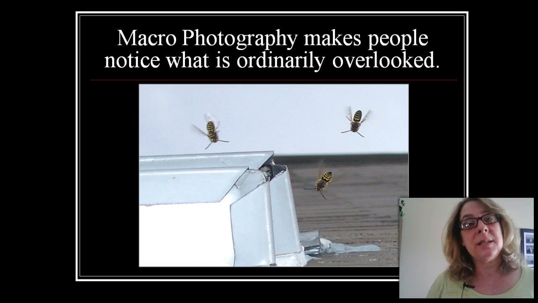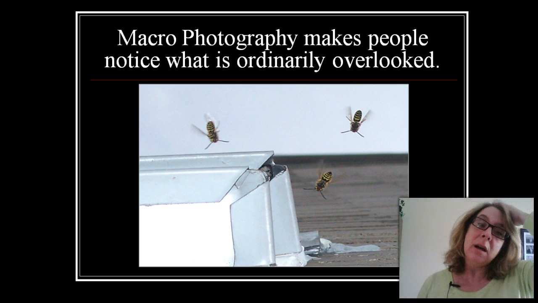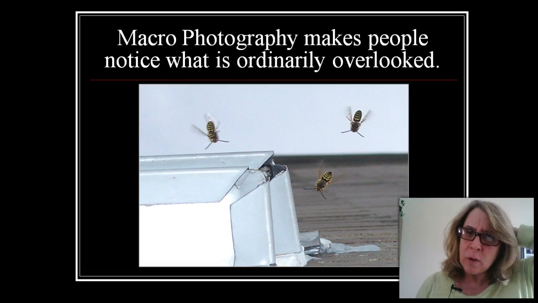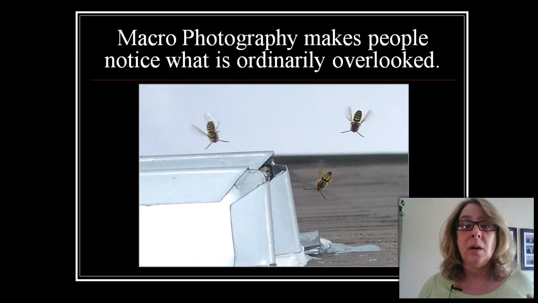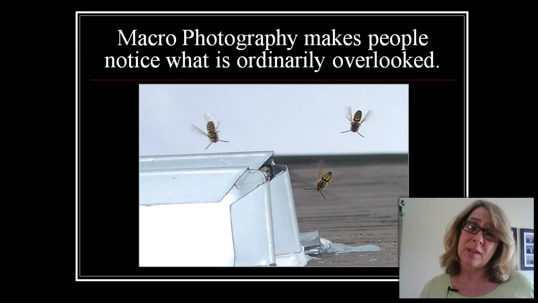And one of the things that macro photography can do is make us notice something that we might overlook or pass by. Or in this case, we might not want to go near. As you can see, the bees are in focus, and we have a nice crisp image of these bees. In order for the student to have taken this picture, she had to set her camera to the macro setting and actually get physically close.